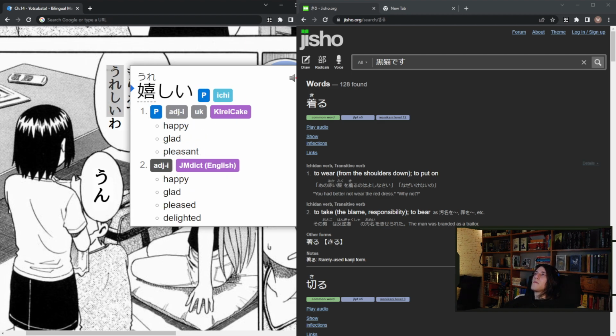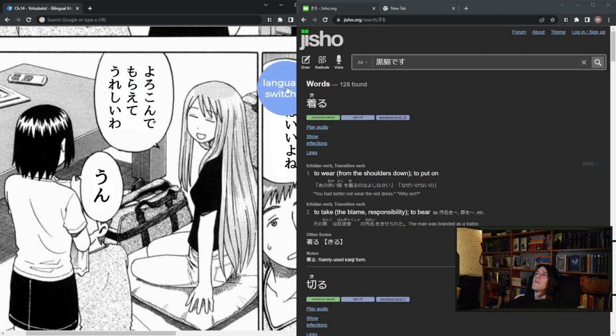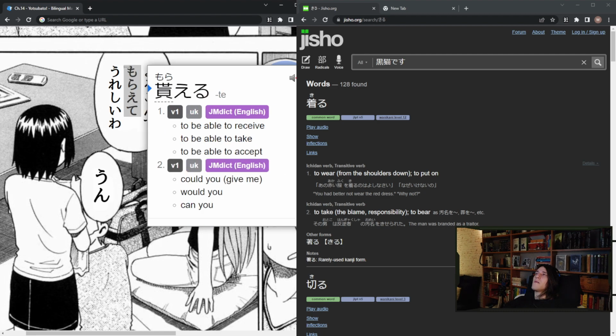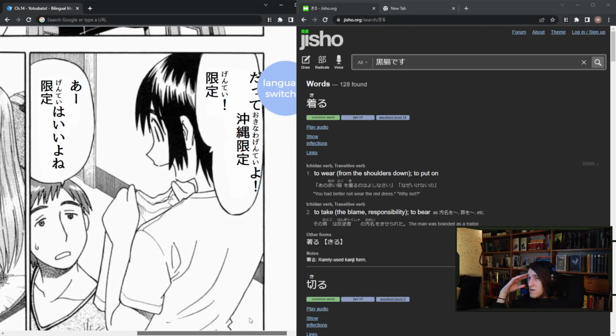Moraete ureshii wa. Ugh. Yorokonde, with pleasure. Moraete ureshii wa. Again, I don't really understand why it is connected like this. Whatever. I'll crack it tomorrow.